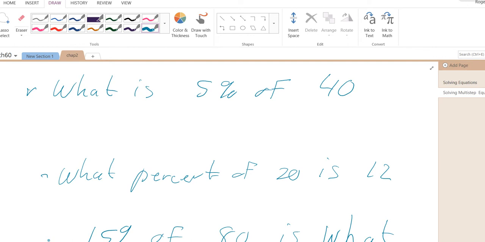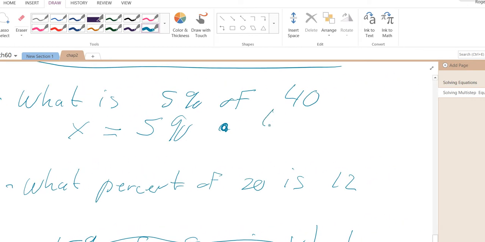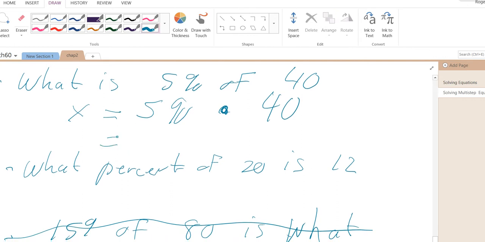So what would be like a blank or an X? Okay. Is this way. Actually, I messed this last one up, so we'll cross that out. What is 5% of 40? Of means times. So all you have to do in your calculator is change this to a decimal, 0.05, multiply it by 40, and that'll give you the answer. All right. That's all there is to it.